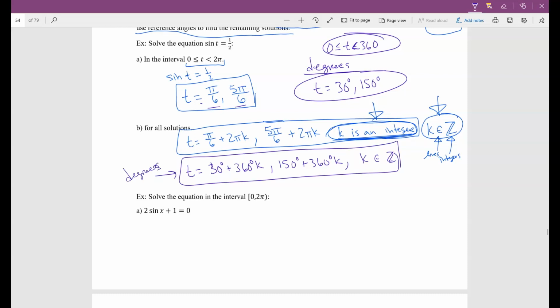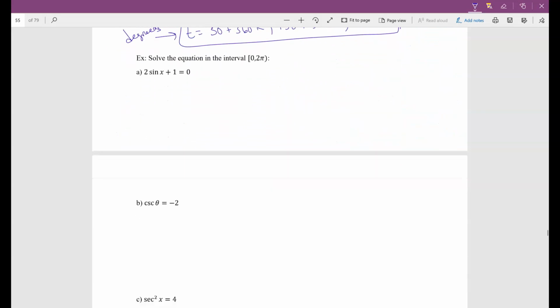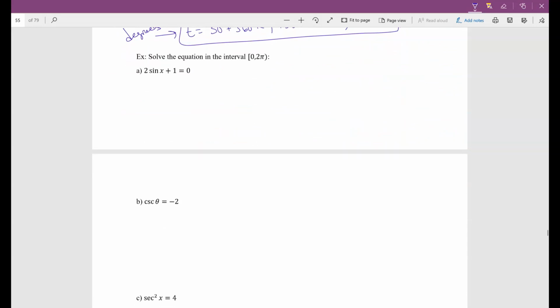Okay, just in case that does happen. Typically, a lot of the times, I will just ask you what is the answer in radians. But just in case something is in degrees, you'll know what it is. Okay, so what about this guy? Solve the equation in the interval 0 to 2 pi.